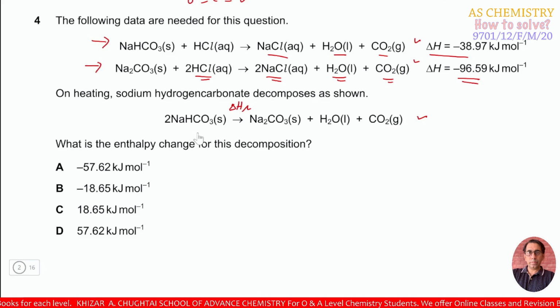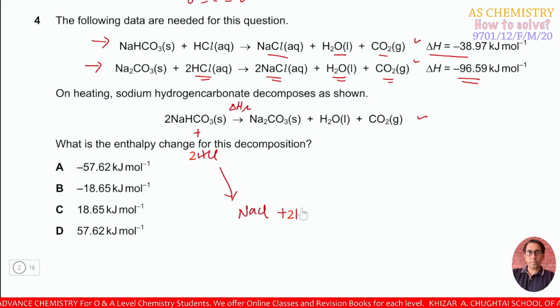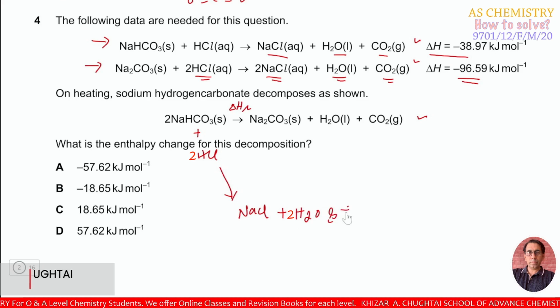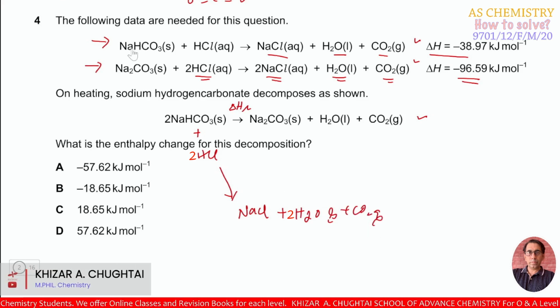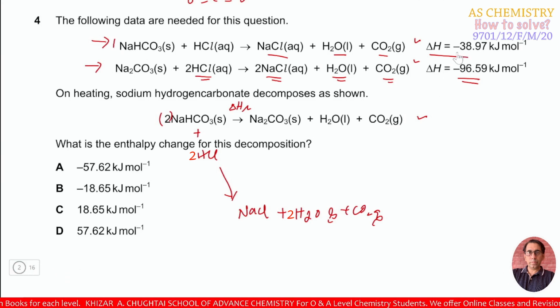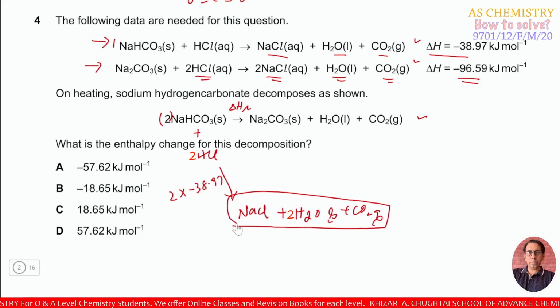NaHCO3 plus HCl: we can add HCl into NaHCO3, and we can make NaCl plus H2O liquid plus CO2 gas. But this time we are using 2 mole of sodium bicarbonate. Here the given is 1 mole, and according to 1 mole, the answer is minus 38.97. With respect to 2, it will be 2 times minus 38.97. Now, you can highlight this as one of the basic common products.